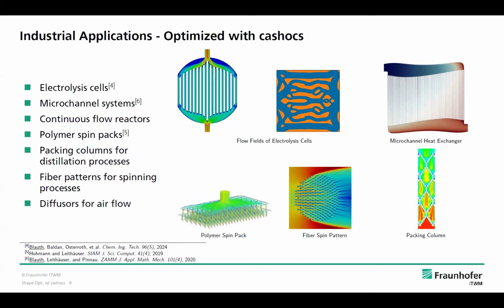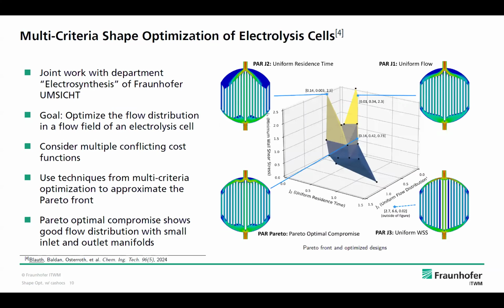Okay, now that I hopefully have convinced you that it's really easy to apply, let's take a look at some industrial applications which we've used cashocs to solve. I'm going to name a few: we have used it to optimize flow fields in electrolyzer cells. We have considered microchannel reactors, continuous flow reactors in general. We are working in the field of synthetic fiber production, and also on diffusers for airflow. And just 3 quick examples.